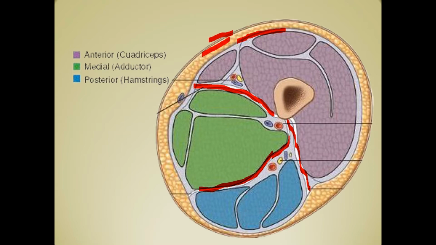The muscles of the anterior compartment, which is highlighted in purple, are also called the quadriceps muscle. The muscles which are highlighted in blue, these are the posterior compartment muscles. These muscles are also called the hamstrings muscle, whereas the muscles highlighted in green is the medial compartment. These are the adductor muscles.